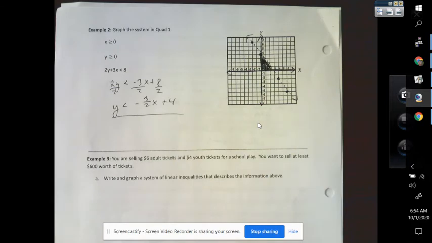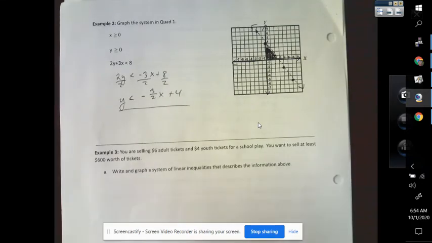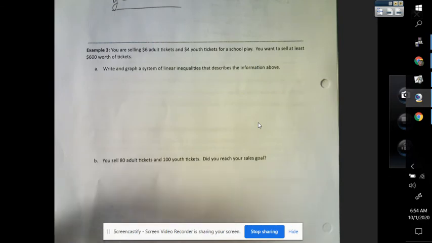Cool. Wonderful. Okay. And again, this is something that you'll typically see in a word problem, and so on and so forth. All right. Our last example problem here is a little bit more like a word problem. Okay. So you are selling $6 adult tickets and $4 youth tickets for a school play.